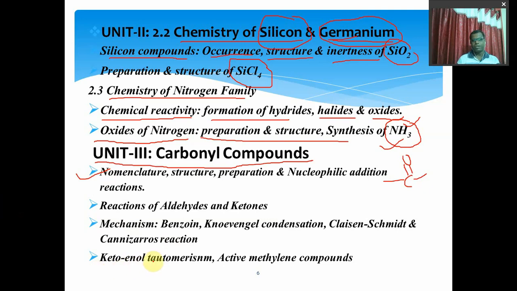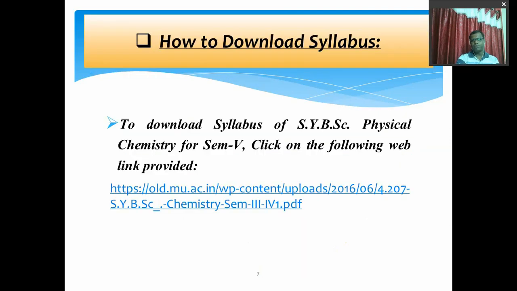Again, the keto form can be converted into the enol form. This is important, and is called keto-enol interconversion, or tautomerism. Most important is the active methylene group, which is the CH2 group. After the loss of hydrogen, if the negative charge is stabilized, then that group is called the active methylene group. If the CH2 group is attached to the carbonyl group or is in conjugation with it, then it is called the active methylene group. You will study all these things in carbonyl compounds in unit number 3.